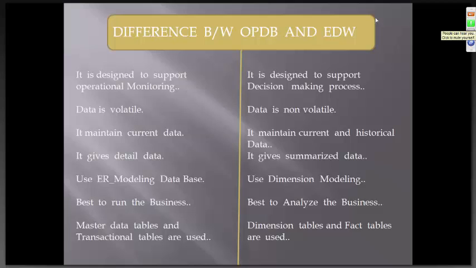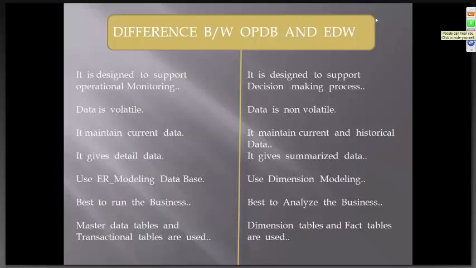OLTP is a volatile database, while OLAP is a non-volatile database. Volatile means the changes reflect to the other database. Non-volatile means the changes don't reflect to the other database. OLTP maintains only current information, while OLAP maintains complete historical and current information both. OLTP gives complete detailed data, while OLAP gives summarized data by using some aggregation functions.